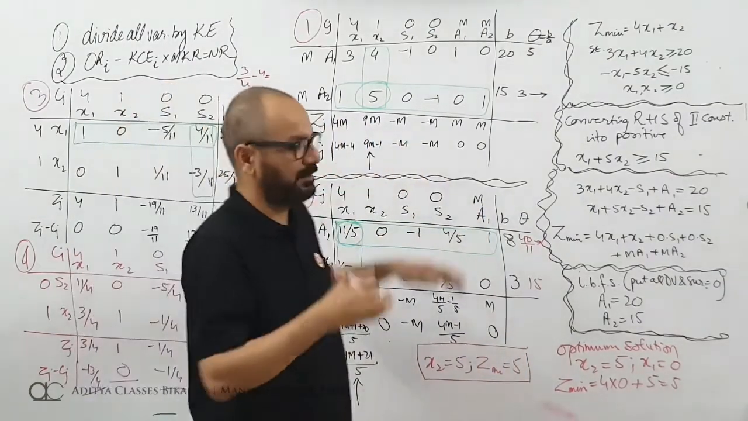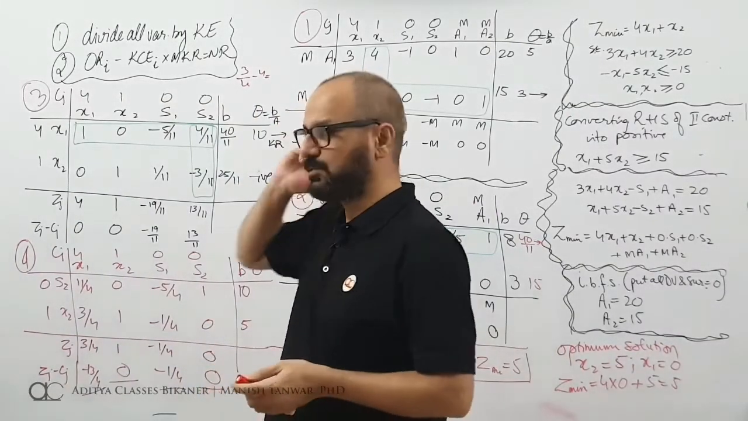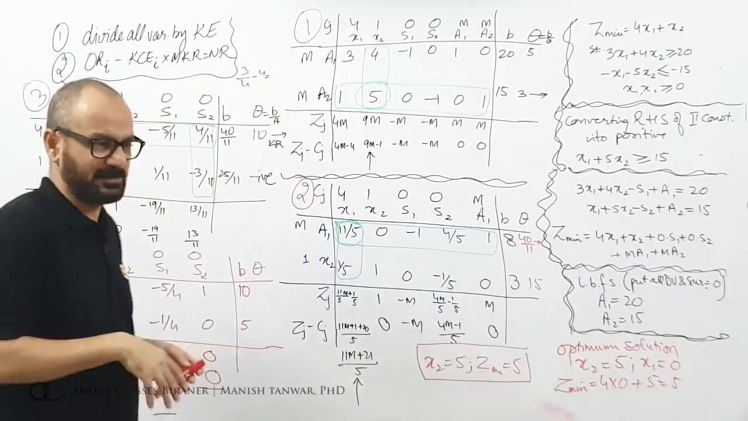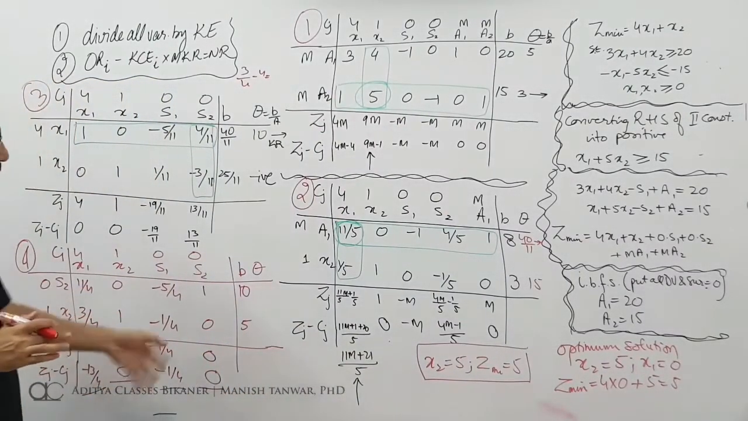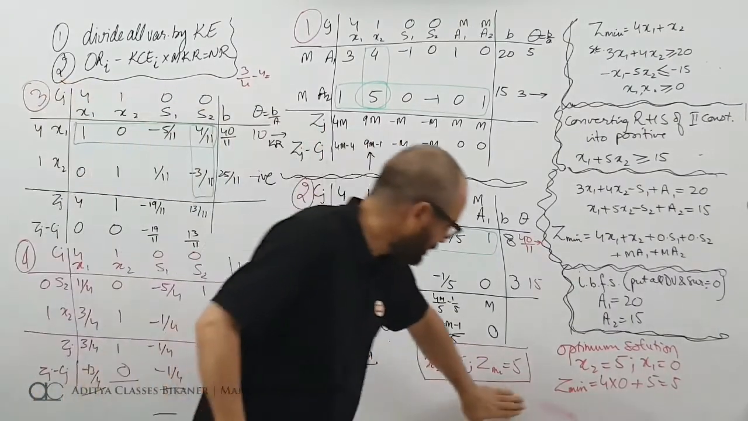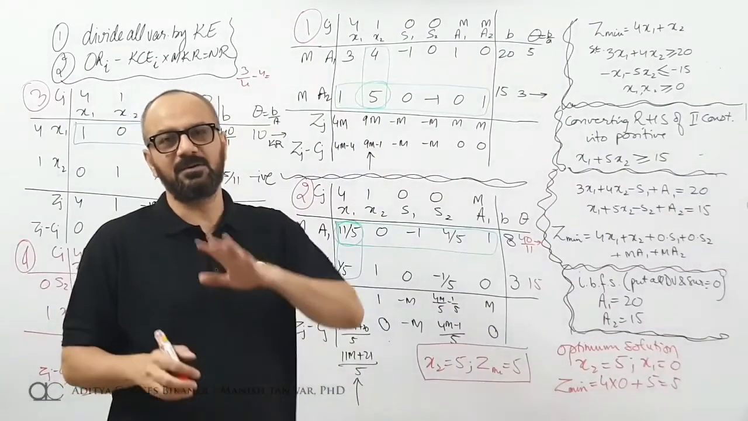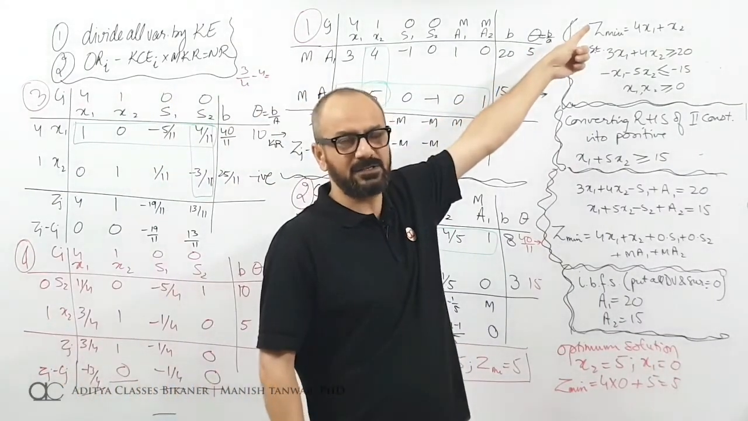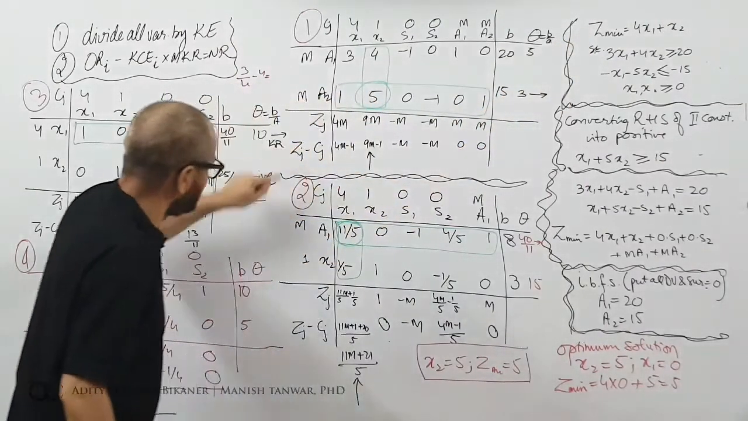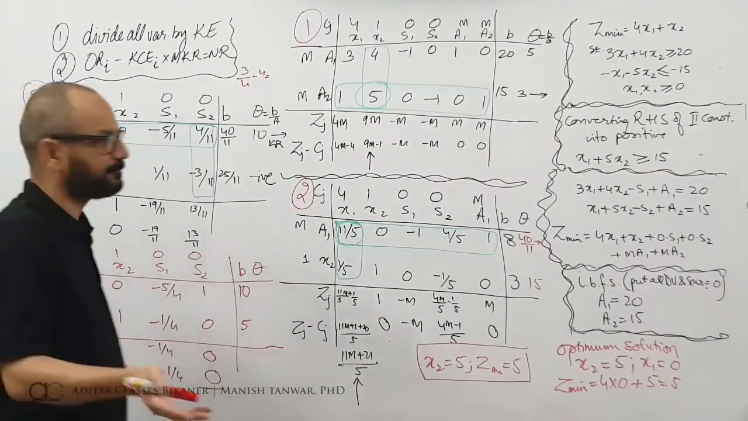The board got a bit crowded, but in any case I believe everything is visible. I'm not sure if it is visible over there in video or not, but I've tried my best to keep everything within visible limits. So this is our solution. This was our very first question and we came across 3 different things in this question. First was minimization. How do we take care of minimization? Zj minus Cj. Instead of Cj minus Zj, just go with Zj minus Cj.